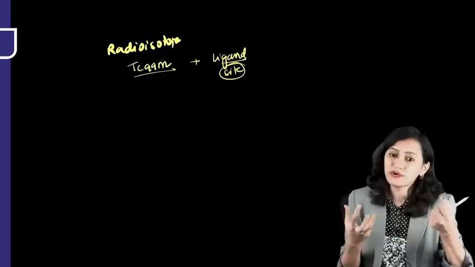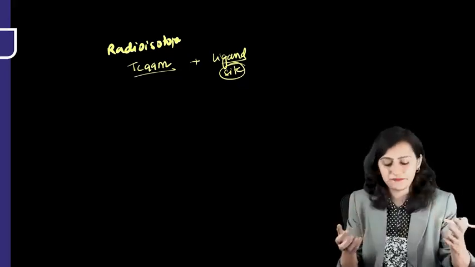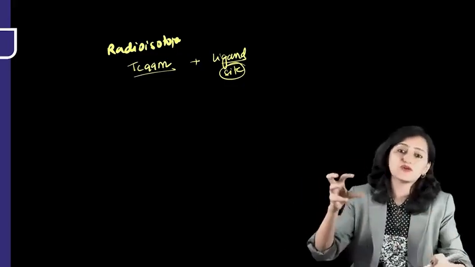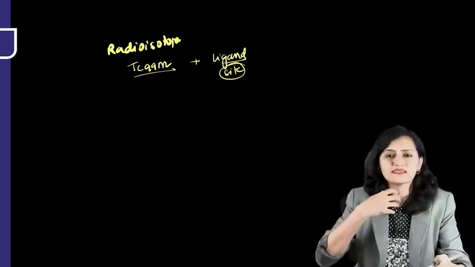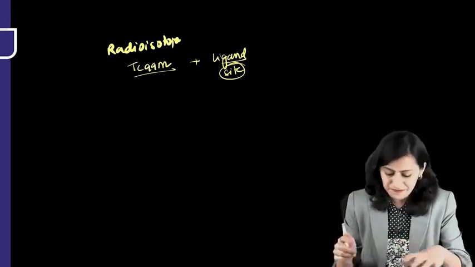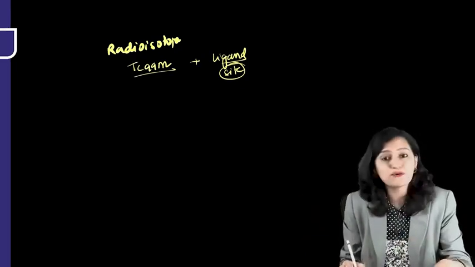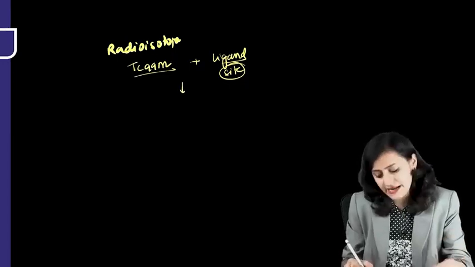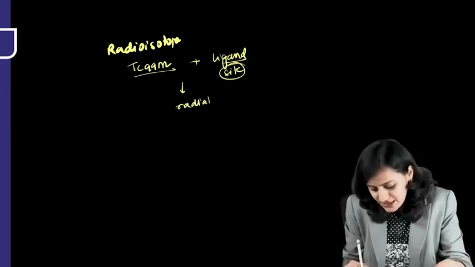It goes to the thyroid, and from there it emits the radiation. Technetium-99, when bound to pertechnetate, will go to the organ site of interest like the thyroid or the salivary gland, and from there we will get the radiation. So technetium-99 is bound to a ligand based on the site of interest, and it goes to that site, and from there it emits radiation.